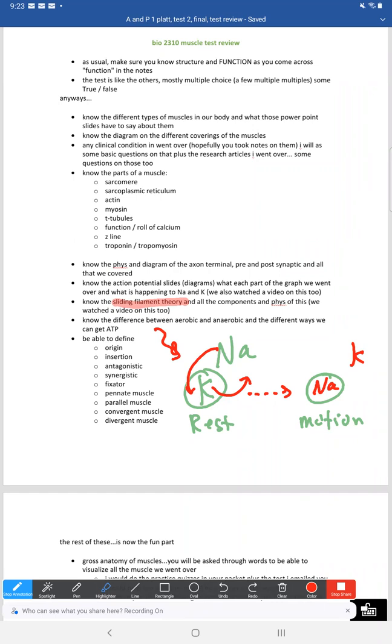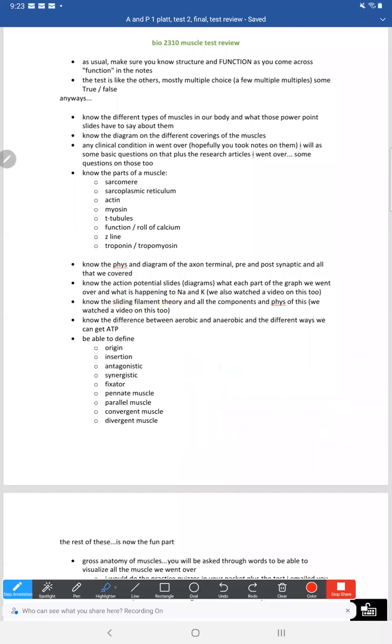Okay, so this one, know the difference between aerobic and anaerobic and the different ways we can get ATP. You'd have to go to the notes and look at, well, first of all, what does aerobic mean? And then what does anaerobic mean? Aerobic is with oxygen and anaerobic is without oxygen.